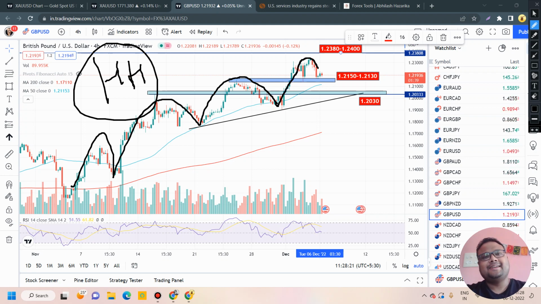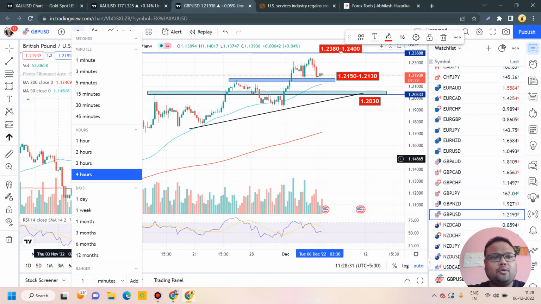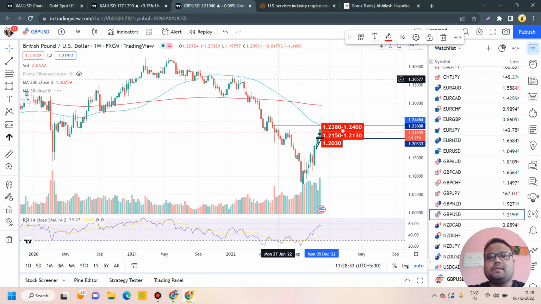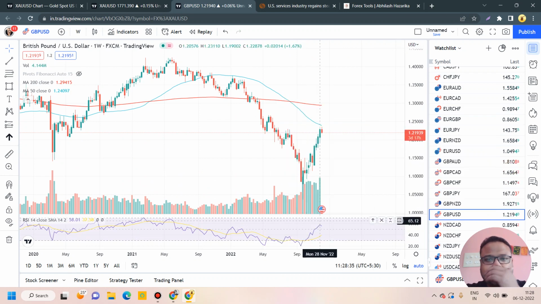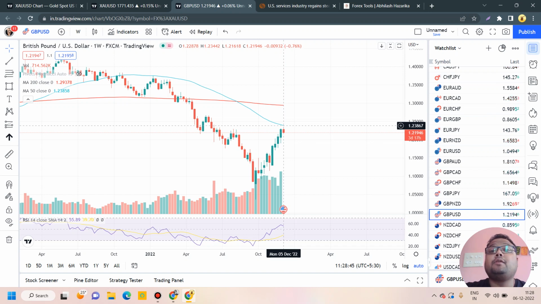Swing traders, you can easily try to take positions based on these swings. But if we move to the weekly chart, we can see that the market has failed to cross the 50 moving average yet, and this was the main reason I marked the level of 1.2380, 1.2400.